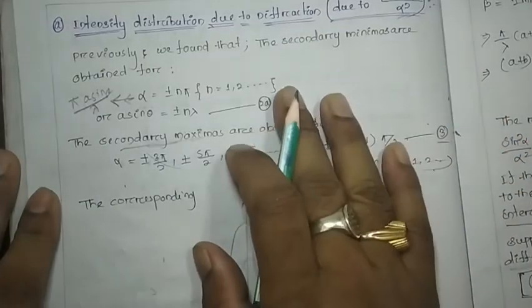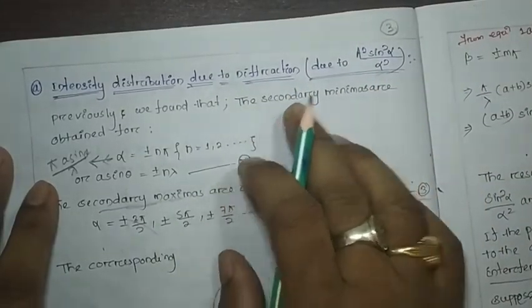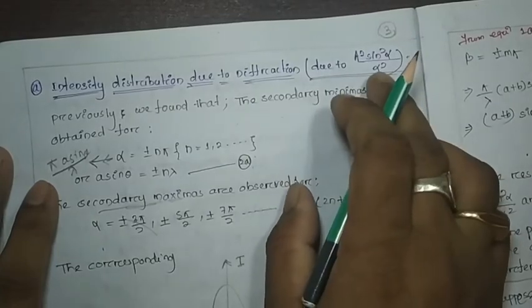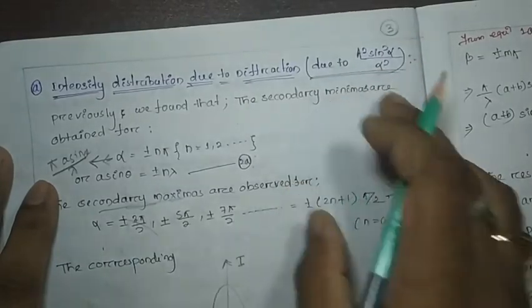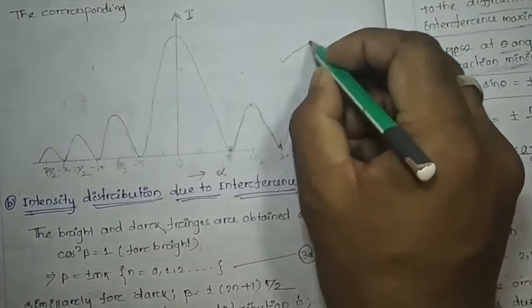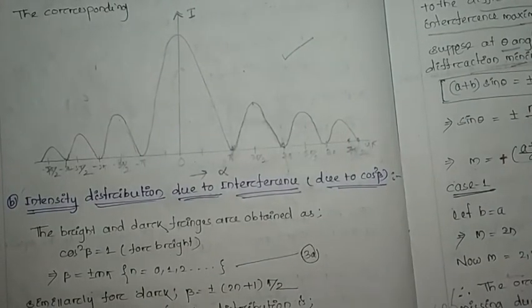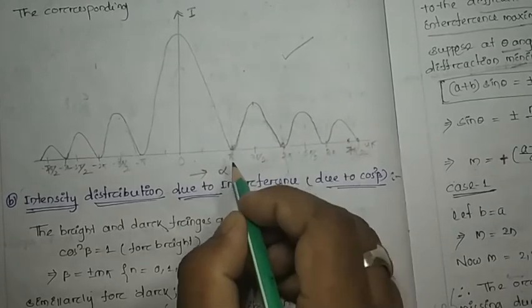So due to this expression, that is a square sin square alpha by alpha square, the intensity distribution is this one. These things we have already studied in the case of the single slit experiment. So here you have to write carefully.